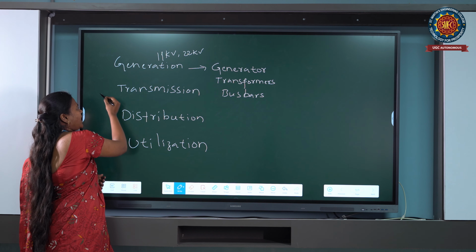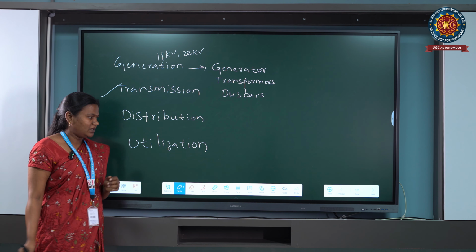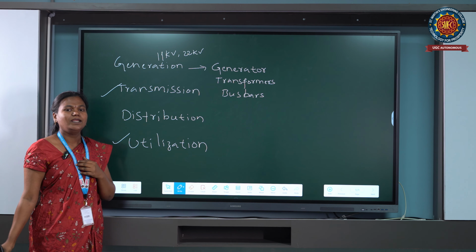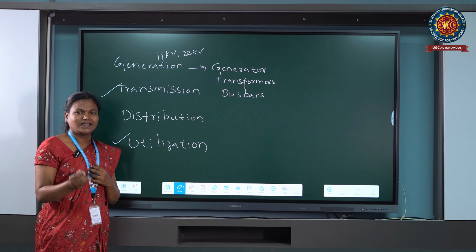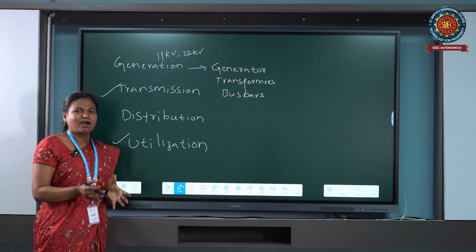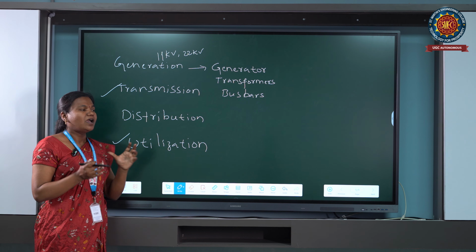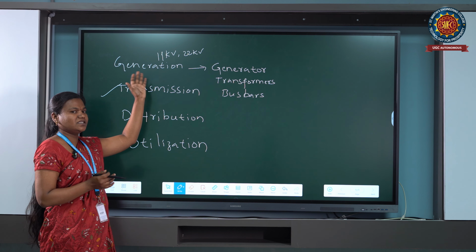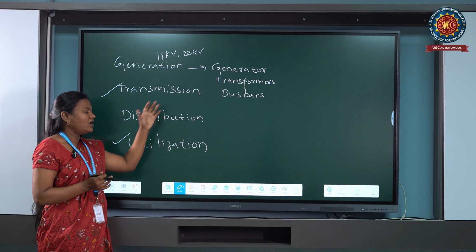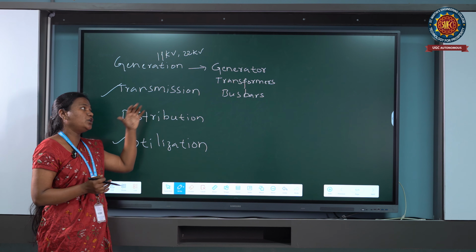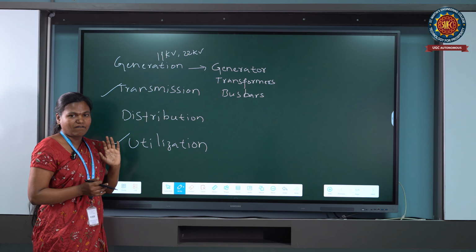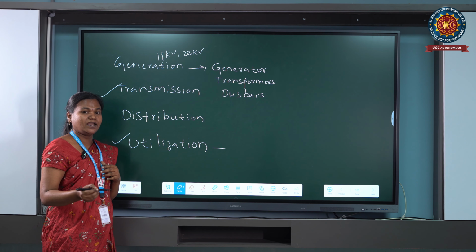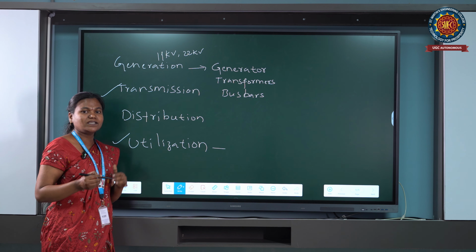Next, coming to transmission. Before discussing transmission, I want to give some information about utilization. Utilization is where we utilize the power. Power is produced at generating stations, and at utilization we have to use that power. That is, home applications, industrial applications, and agriculture applications, where we are utilizing the power.